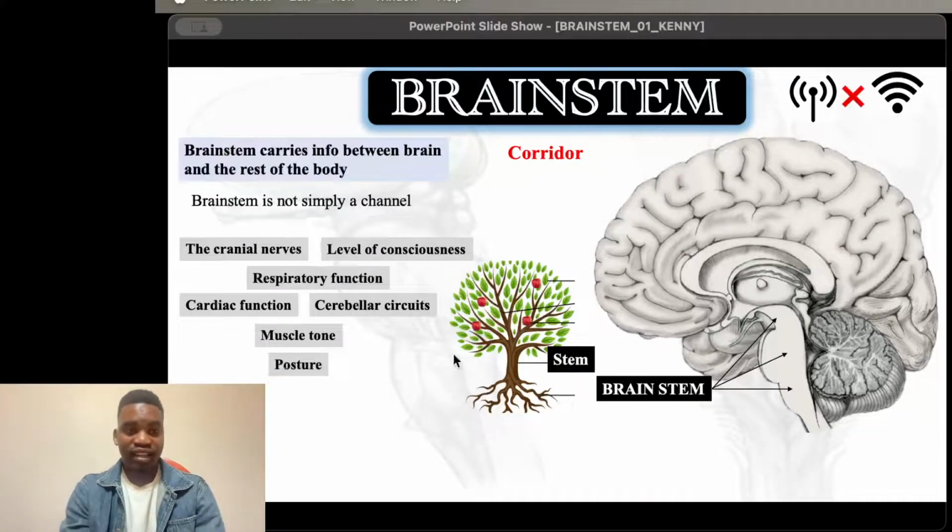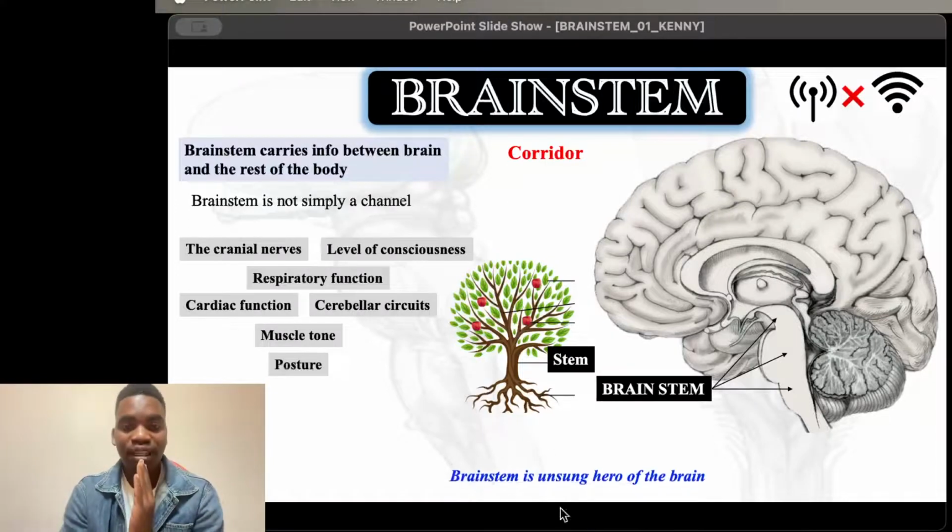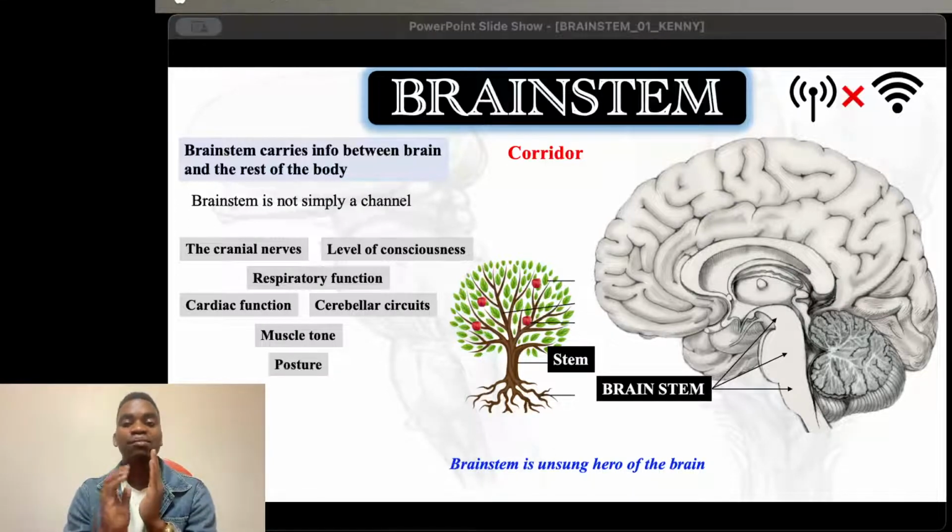So in summary, the brainstem is the unsung hero of the brain. Why? Because it does all of this vital functioning, like cardiac and respiratory. In my opinion, these are the most exhausting systems in the human body. Why? Because cardiac and respiratory functioning are 24/7.